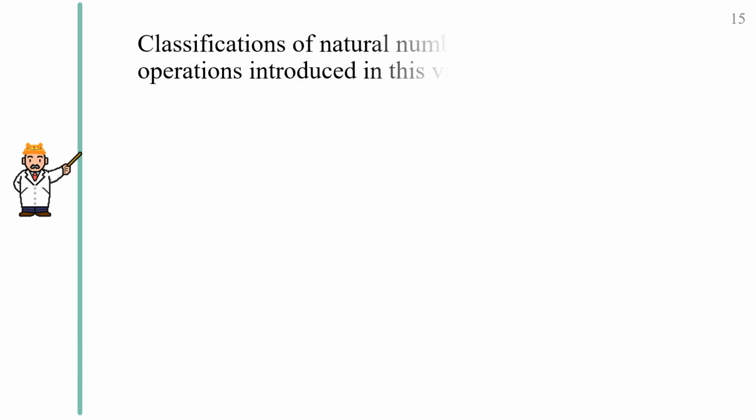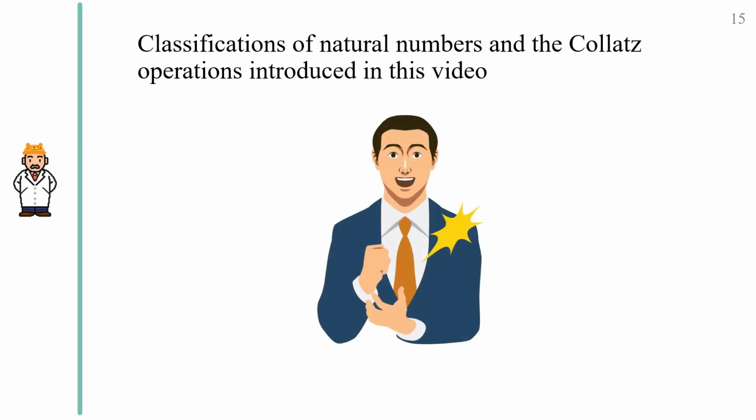The classifications of natural numbers and the Collatz operations introduced in this video are essential for understanding the behavior of the calculated values in the Collatz conjecture, which will be discussed in the next videos. So please make sure to understand these concepts well.